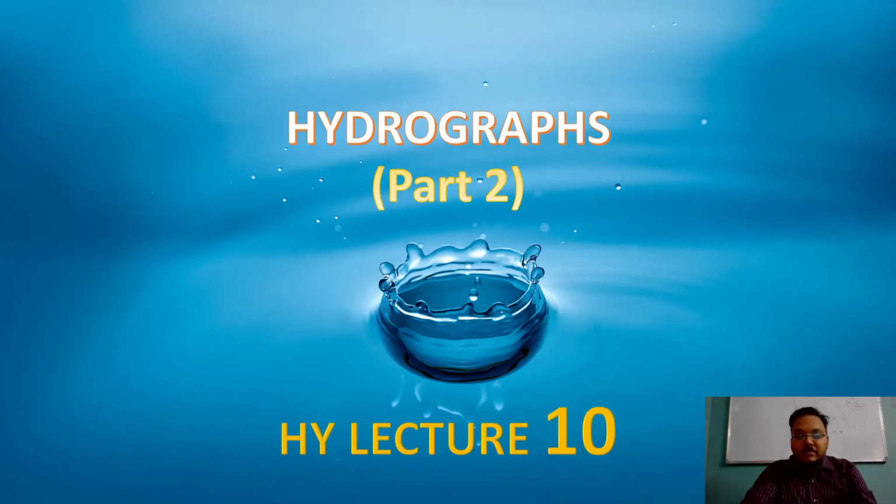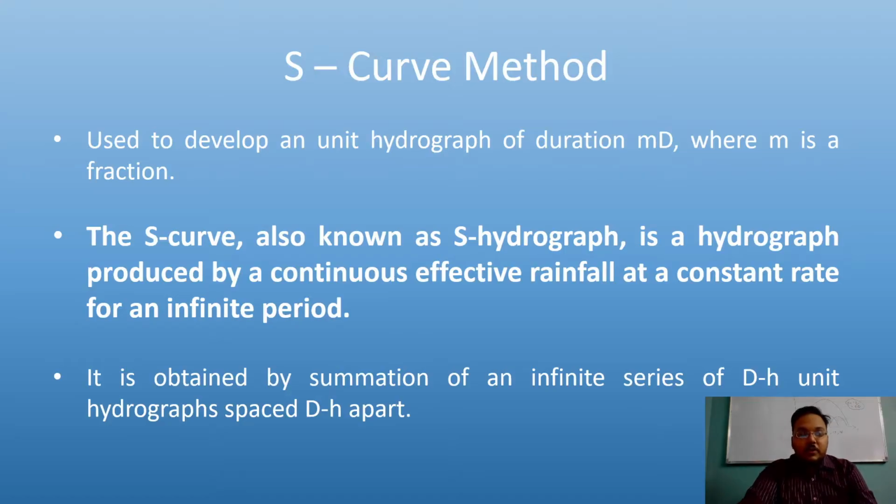So let's check out the presentation for part 2 of the hydrographs. You can see that we are talking about the S-curve method over here, and its first usage is that it is used to develop a unit hydrograph of duration mD, where m is a fraction. As we saw, we were taking n equal to 1.2, 0.5 or even 0.6 or some other numbers, which is basically a fraction. In the last video, in the method of superposition, we were taking m equal to 1, 2, 3, which is an integer. So whenever m is a fraction, we are going to use the S-curve method.